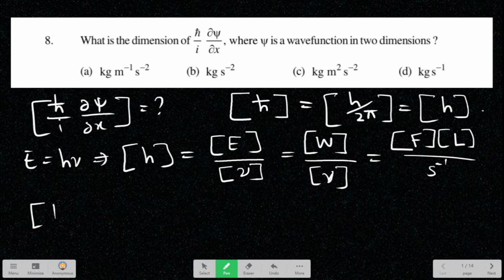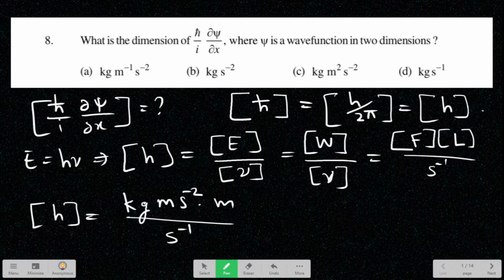Therefore dimension of h is equal to dimension of force, which is dimension of mass times dimension of acceleration, because force is mass times acceleration. Dimension of mass is kilogram, times dimension of acceleration, which is meter per second square, times dimension of length, which in SI units is meter, divided by per second. So this is equal to kilogram meter square per second. This is the dimension of h.